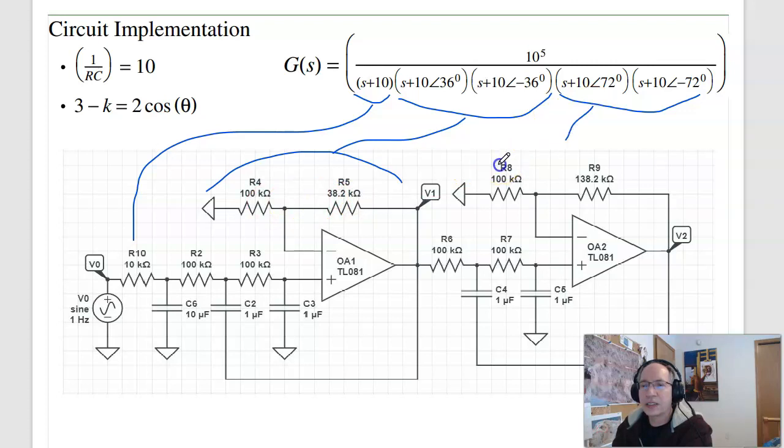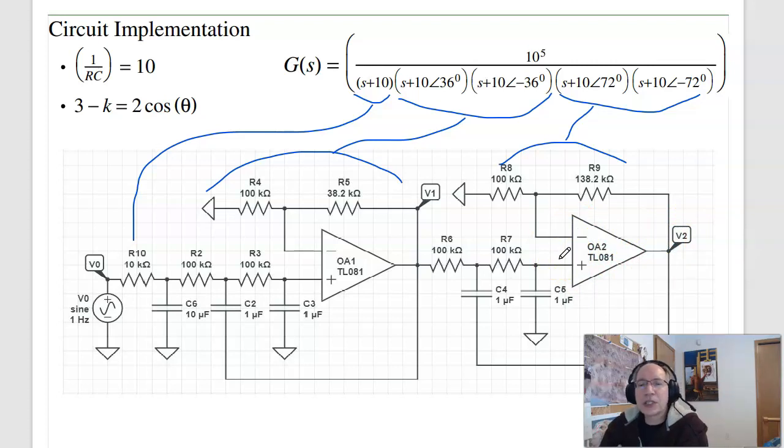Then this is a second two-stage or second order low-pass filter. 1 over RC is 10, and this sets the angle at 72 degrees. So that would be a fifth order Butterworth low-pass filter. For seventh order, you add another stage like this. Ninth order, add another stage like that.